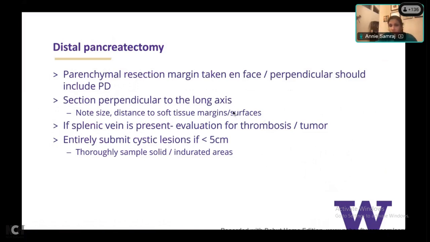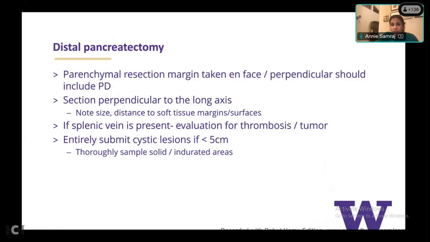The parenchymal resection margin is taken en face or perpendicular depending on the distance to the tumor. Generally, if it is within a centimeter of the margin, we take perpendicular sections. If it is further than that, an en face section is adequate. And we section perpendicular to the long axis. Note the size of the tumor and distance to the soft tissue margins or surfaces. If there is a splenic vein present, look for involvement by the tumor, evaluation for thrombosis.